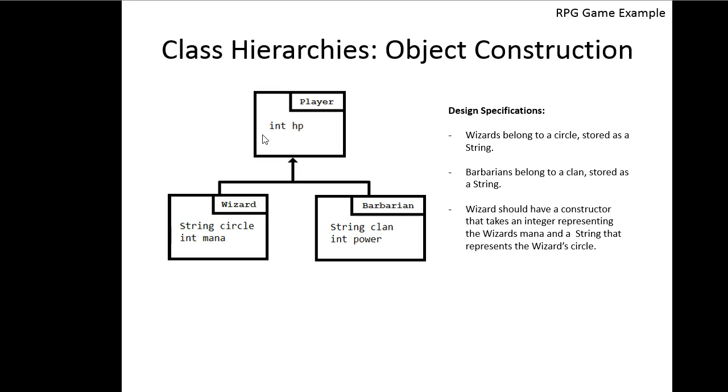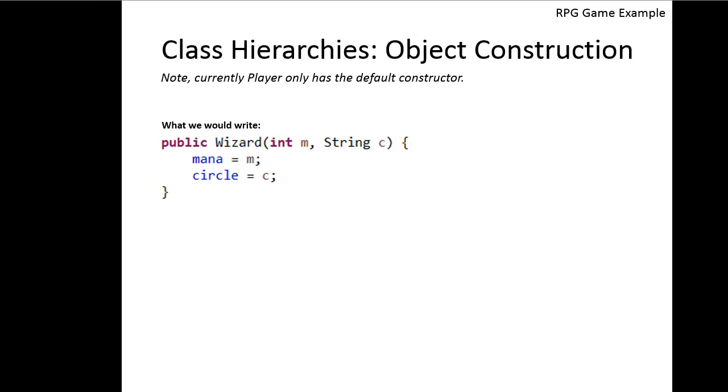Now, the next design specification that we're going to include is that wizards should have a constructor that takes an integer to represent the wizard's mana and a string to represent the wizard's circle. I recognize at this point we haven't talked about hit points, but for now we're going to assume that just gets set to some default value. And if we wrote that constructor, it would look something like this.